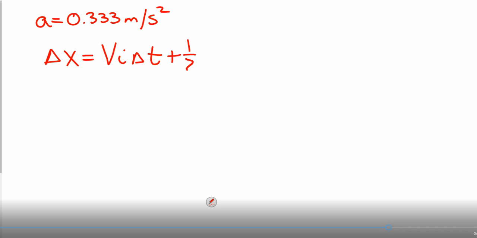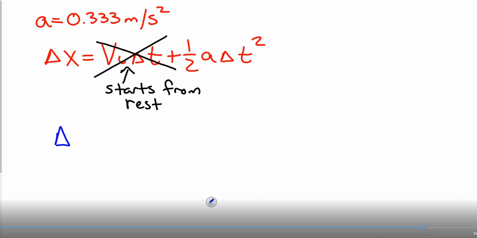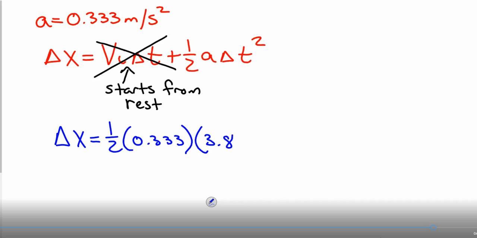So using the second kinematic equation, we know that the initial velocity is 0 because the box starts from rest. We know the acceleration from the force and the mass, and we know the time. We know the acceleration and the time, so we can determine the distance that the box will travel.